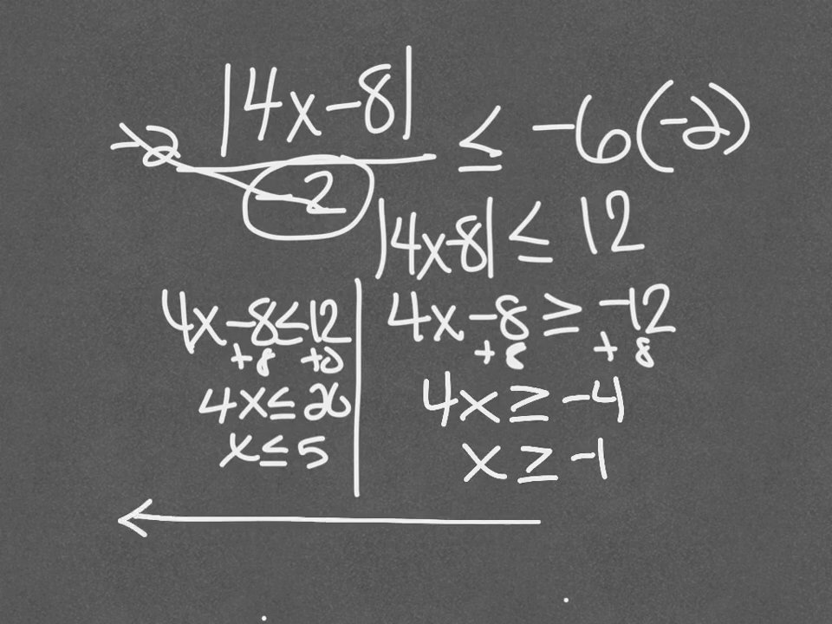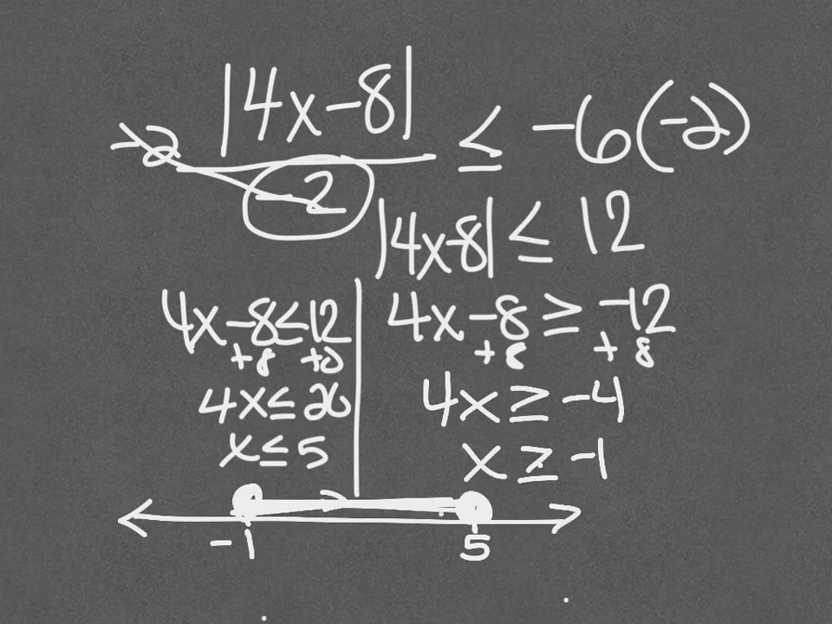On a number line, we have negative 1. It says x is greater than or equal to, so solid circle pointed inward. And this one is at 5. It says x is less than or equal to, solid circle pointing inward. So everything in between here, including the numbers 5 and negative 1, would be a solution to this problem. It would make it true.